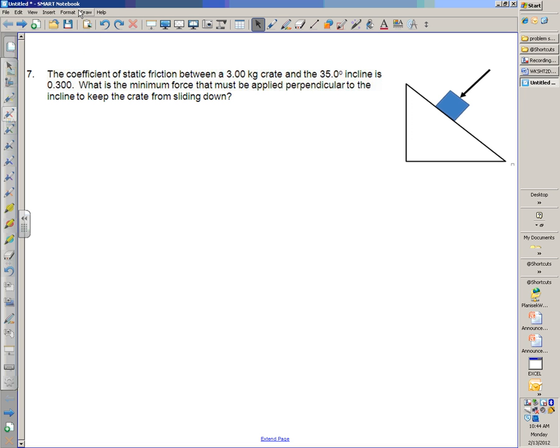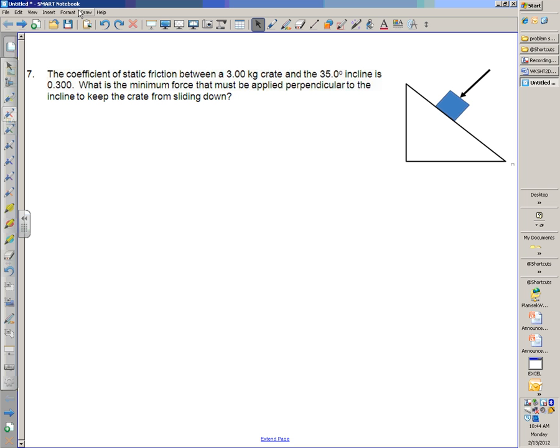All right, buddy. I wanted to do another equilibrium problem with you on the inclined plane before tomorrow, when we get into the idea of non-equilibrium and what's going to happen there. So the problem I want to do for you is number 7 from the problem set that I gave you in class. It says the coefficient of static friction between a 3 kilogram crate and a 35-degree incline is 0.300. What is the minimum force that must be applied perpendicular to the incline to keep the crate from sliding down?